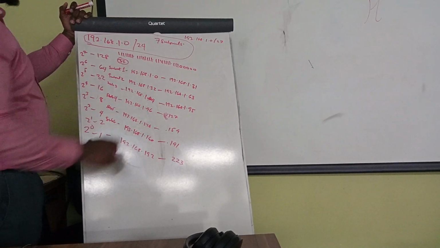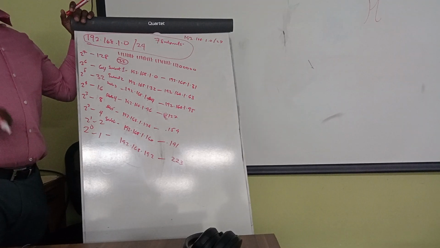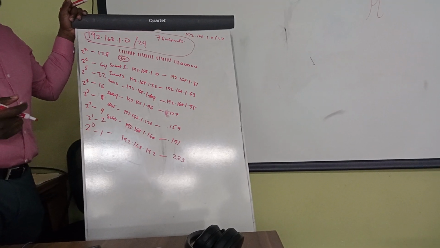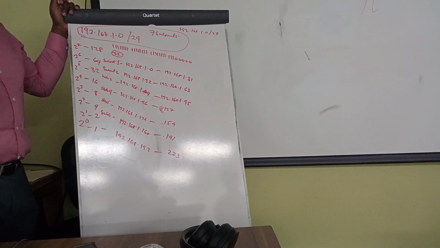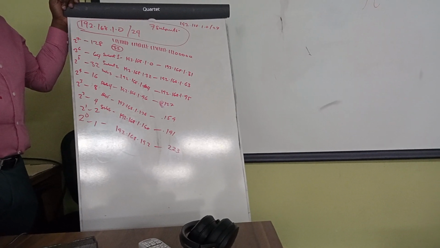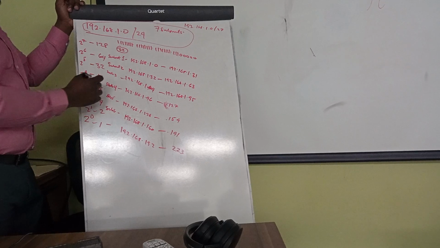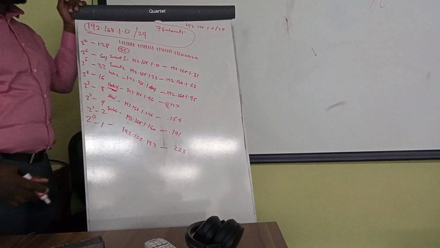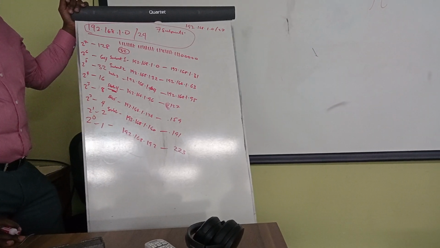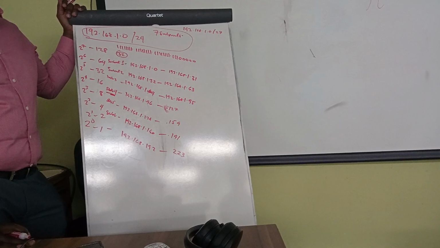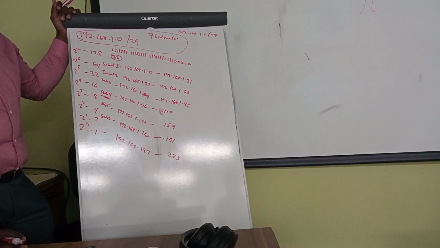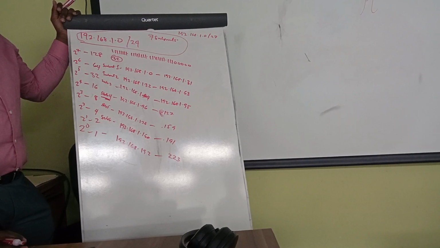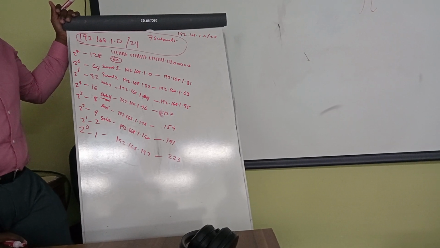Now, these are your subnets. The first question I may ask you is this. What is the first usable IP address in subnet 4? What is the first usable IP address there? 97. Any other person?